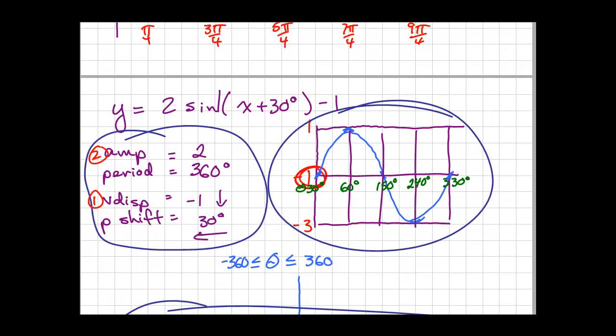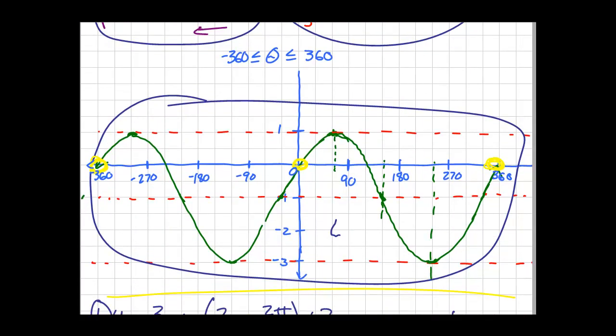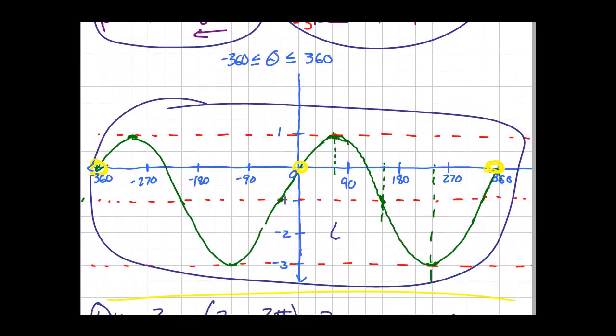We did it again with 2 sine of x plus 30 degrees, so our period instead of 2 pi was 360 degrees. Amplitude was 2, vertical displacement -1, phase shift 30 degrees to the left. Built my box, drew my graph, and put it onto my axes. You can pause this, rewind it, and take a look at that again if you need to.